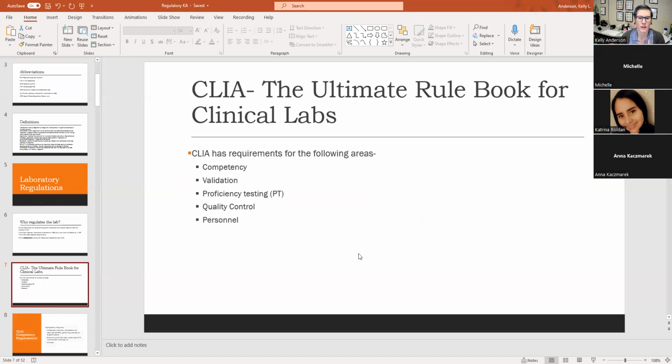That's why I wanted to address this and break it down for you guys. So what is CLIA? It's basically the ultimate rule book for clinical labs. They have requirements for all of these areas, and we're going to go through each one to talk about the specific requirements.